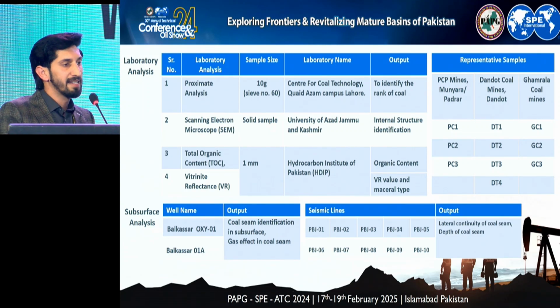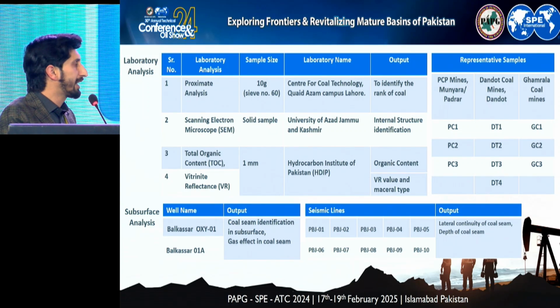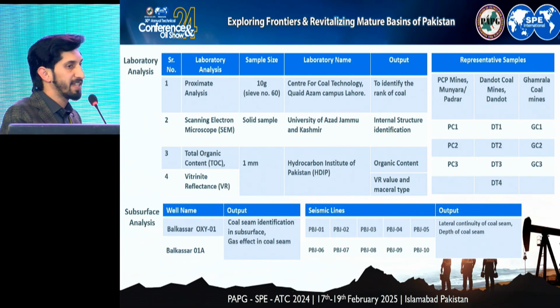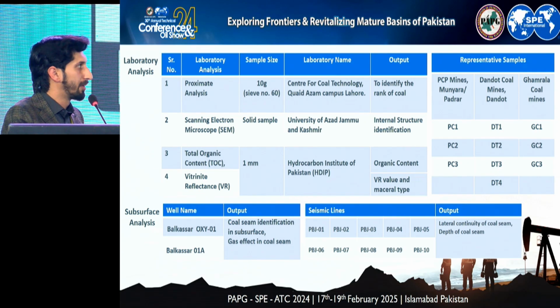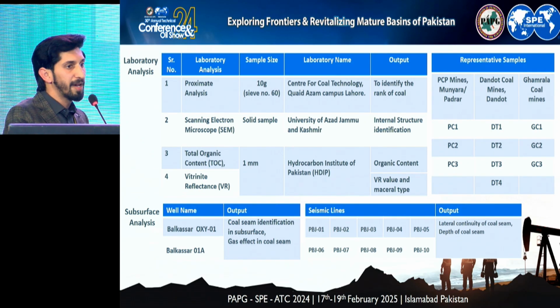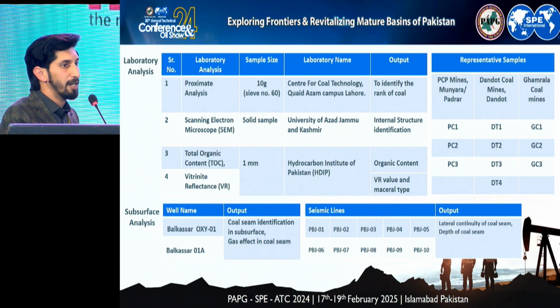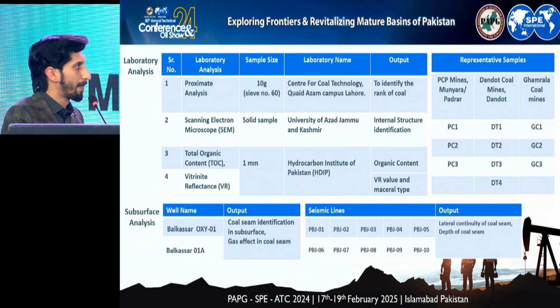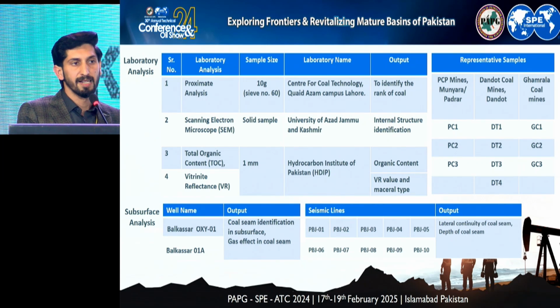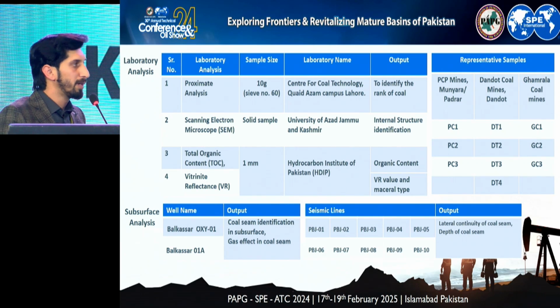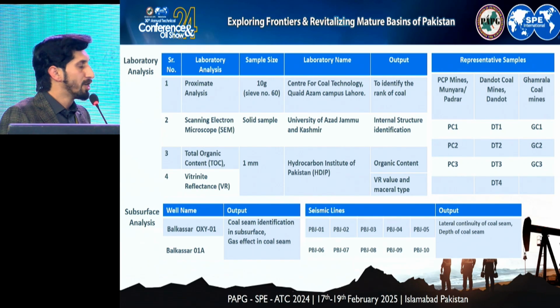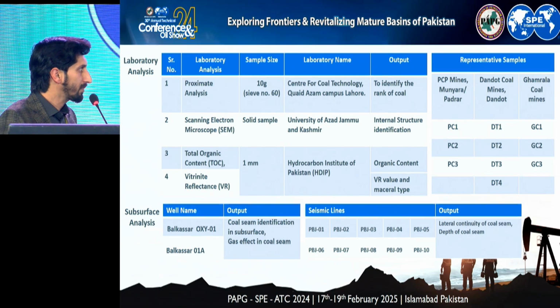For the proximate analysis, we prepared a sample of 10 gram passing through sieve number 60, and from Quaid-e-Azam campus Lahore, we performed this test to find the rank of the coal. For scanning electron microscope, we prepared a solid sample, and from University of Azad Jammu and Kashmir, Muzaffarabad, to find internal structure. And for the total organic content and vitrinite reflectance, we prepared a sample of 1 millimeter and sent this sample to Hydrocarbon Institute of Pakistan to find organic matter, vitrinite reflectance value and maceral types.